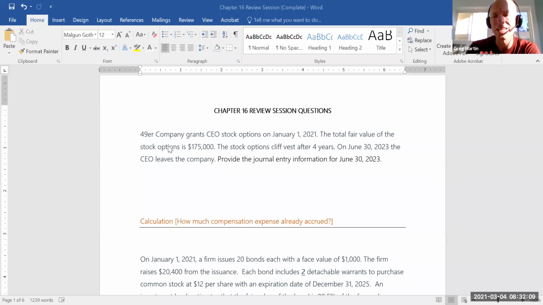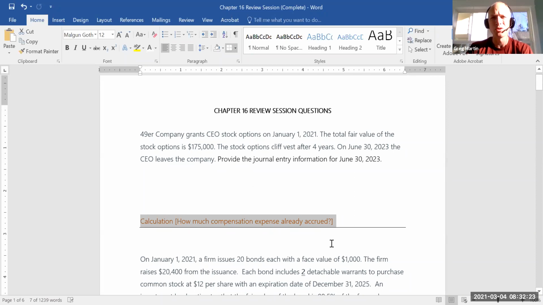Whenever you see somebody leave, whether it's a CEO, employee, whatever it might be, the number one question in the calculation is how much compensation expense already accrued before this person left. Now, this is in the middle of the year, and the compensation expense is adjusted at the end of each year. So the last adjustment would have been at the end of 2022. It's important to keep in mind that this is not a monthly adjustment. This is an end of year adjustment for the purpose of this class.